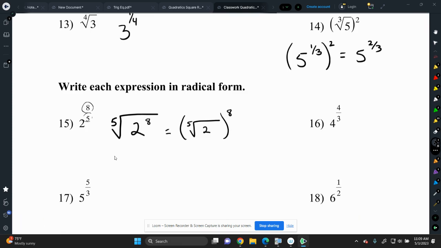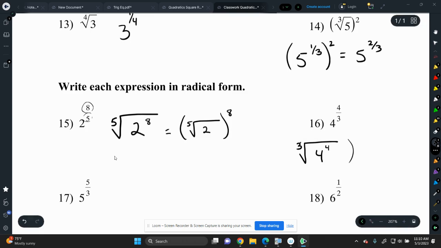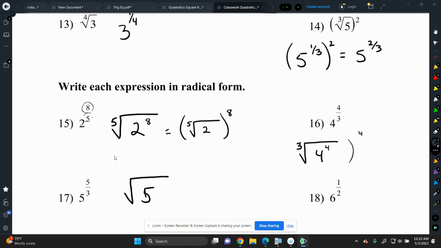All right. How about this one? It's going to be 4 inside, and then that's to the 3rd power. And we can either put the 4 here, or we could put it outside the parentheses. Okay. How about number 17? What's that going to be? Good. Right? Perfect.